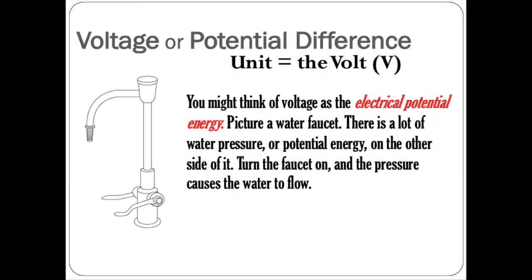You might think of voltage as electrical potential energy. Just like this water faucet, there's a lot of potential energy in the water. Right now, nothing's coming out, but when you turn the handle on, that water's there. It has the potential to start flowing, and as soon as you turn the handle, there it goes.